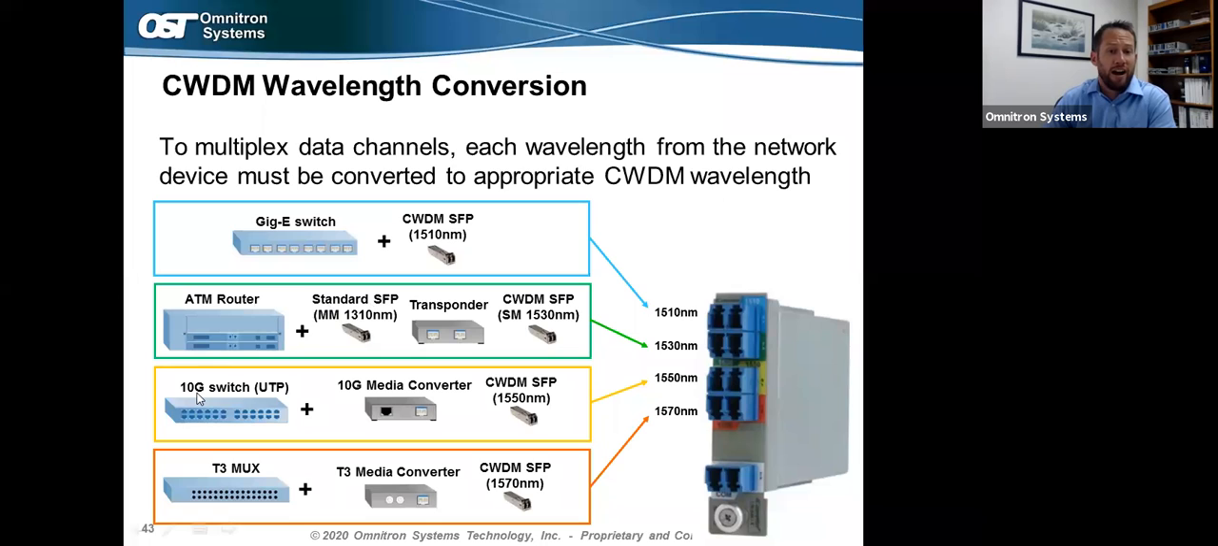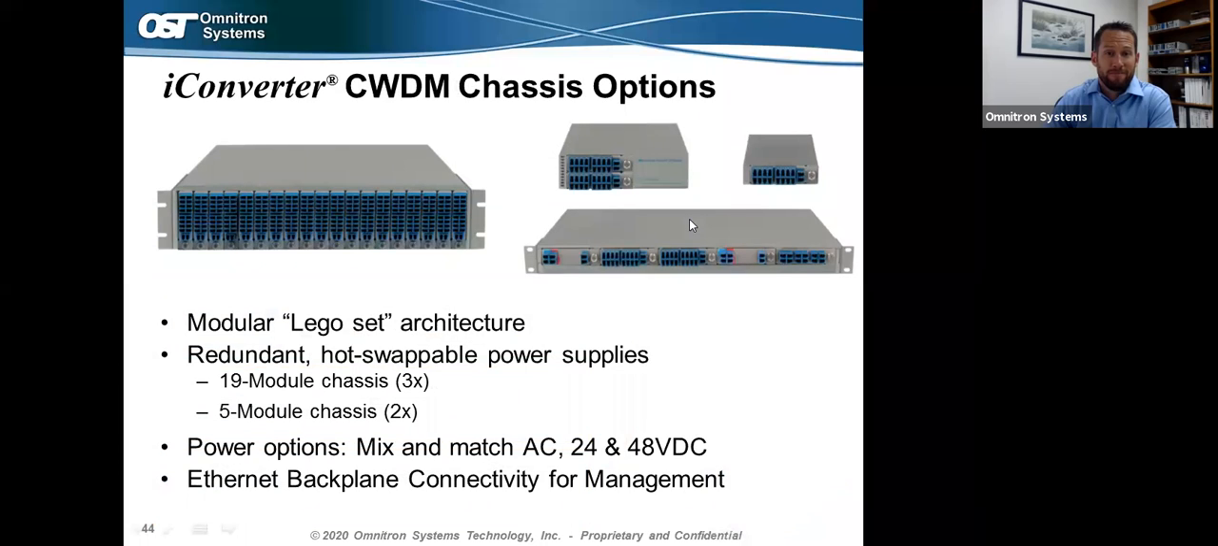And then, just showing it with a higher rate 10 gig switch here, and the use of our 10 gig media converter with the CWDM SFP, or a T3 MUX with a T3 media converter and the CWDM SFP. Again, this is just showing you multiple data rates and multiple different protocols, all being multiplexed, or combined, into a CWDM multiplexer module. Now we'll take a look at some of the chassis options for CWDM.